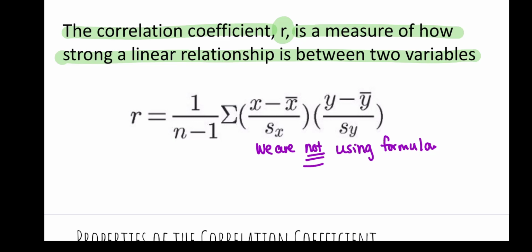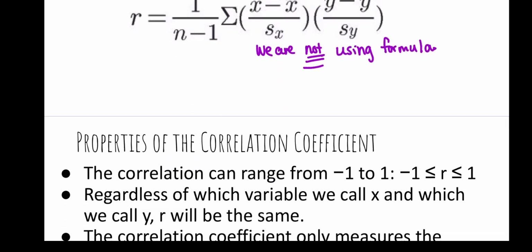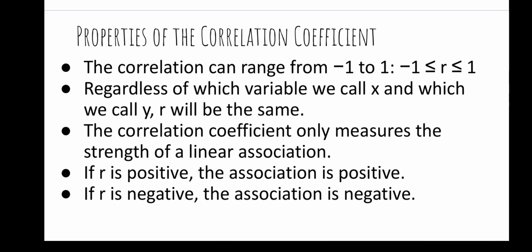All right, so I'm going to show you how to find it, but first let me explain what this r represents. Again, it is measuring how strong a linear relationship is between two variables, but what does that look like in number form? Here are the properties of the correlation coefficient that you should know. First off, the correlation coefficient can range anywhere from -1 to +1. It's not going to be any smaller than -1 and not any larger than +1, and normally it's a number in between.